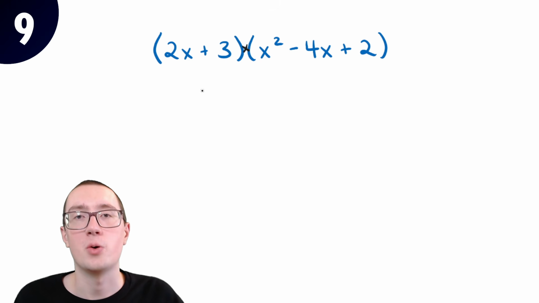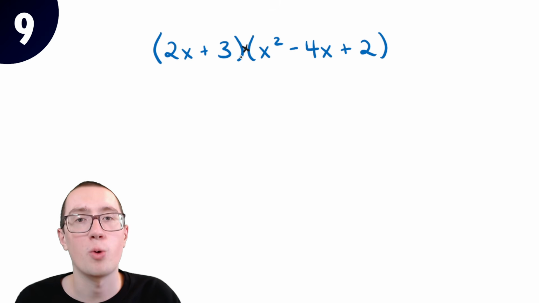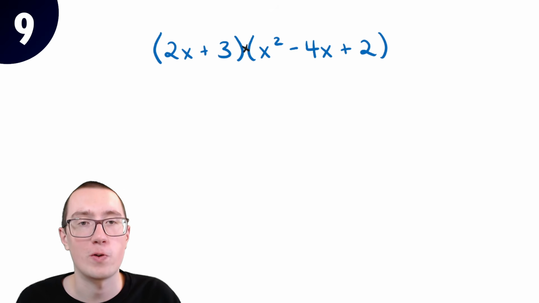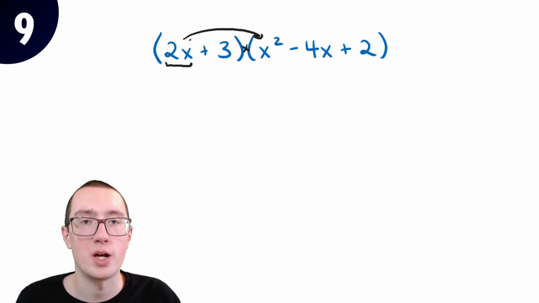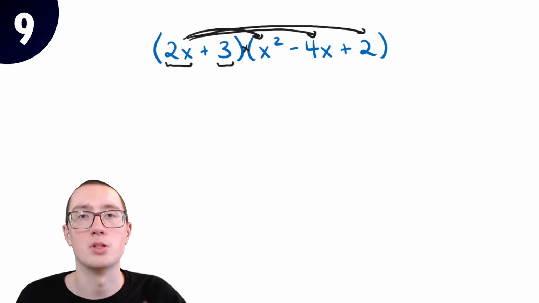And it's actually also a slightly more complicated version of the distributive property, but it's all kind of the same thing. So what we need to do is take this first part here, the 2x, and multiply it out to every part of the other set of parentheses. And then we need to take the 3 and do the same thing.